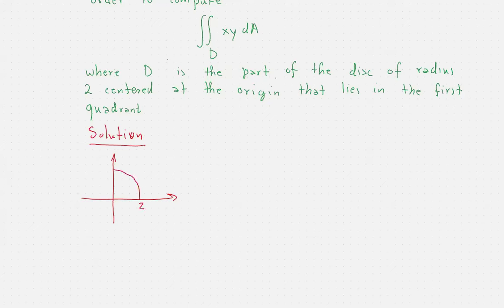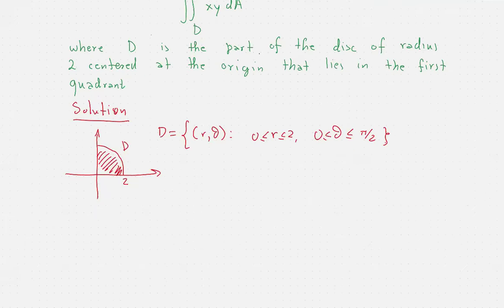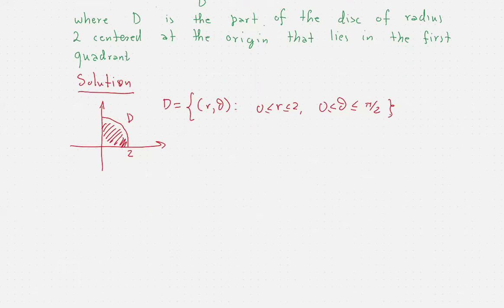And this can be very conveniently described in polar coordinates in a very simple way. The radii are between 0 and 2, and theta is between 0 and pi over 2. Now, in order to switch this integral to polar coordinates, we first need to know the domain, which is precisely what we just did. So by knowledge of this domain, we can have the limits of the double integral written right away.